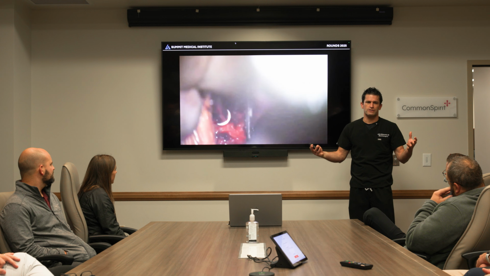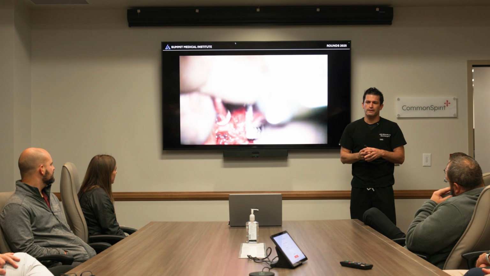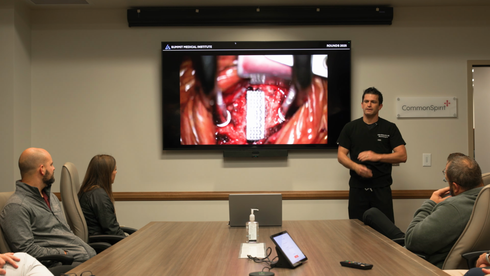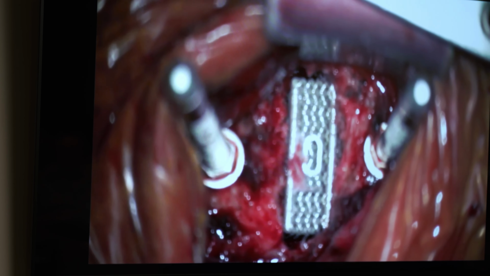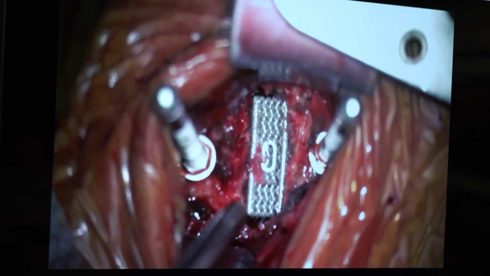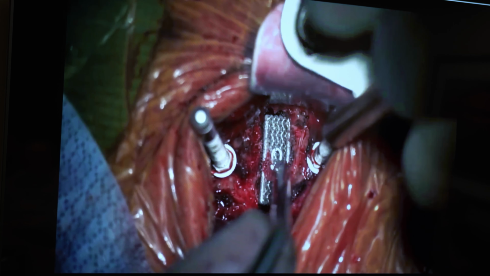When we do an anterior fusion, we put in cages, which are encouraging bone to grow through them. They hold the disc space open, and the hope is that they will stay there and not subside into the bone. And that's what we did.